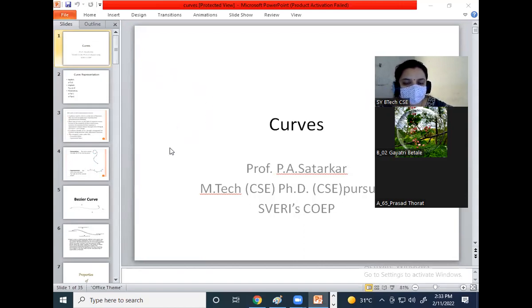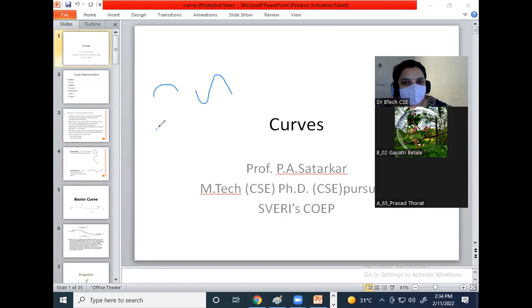So when I say curve, what comes to your mind? You are going to imagine an arc-like structure or a sinusoidal wave. So all these are examples of a curve. The mathematical definition of a curve is that it is a set of points connected together.